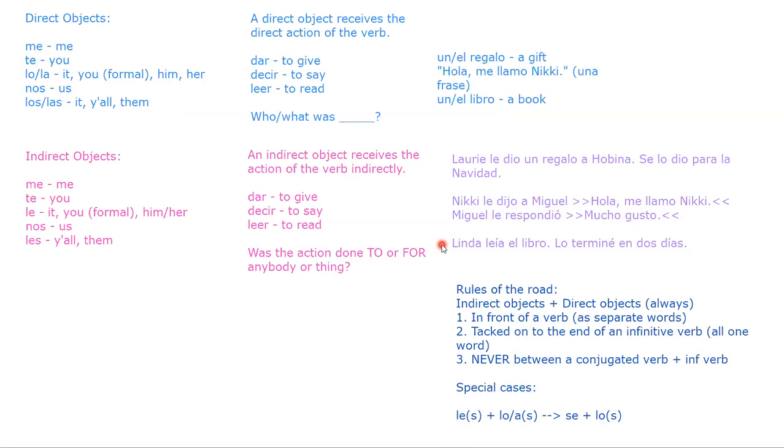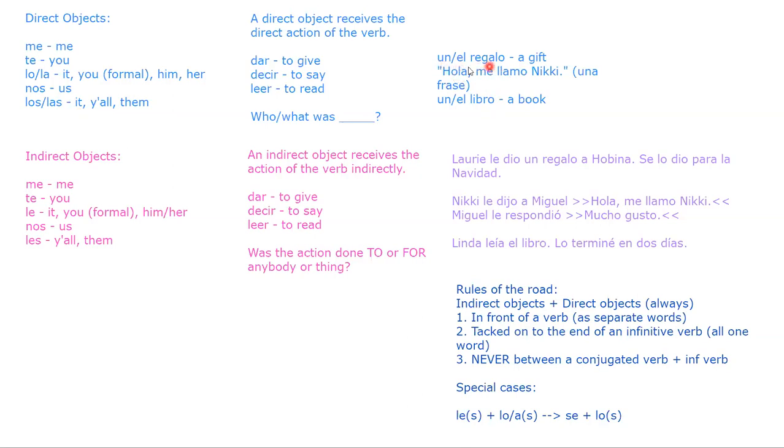However, here comes the grammar breakdown. All right, in this first one, correctly identify our indirect objects? All right. Le. Le is an indirect object, and this is coming into play because Lori gave a gift to Hobina. Now, the gift is the direct object. I'm not using a direct object replacement here.